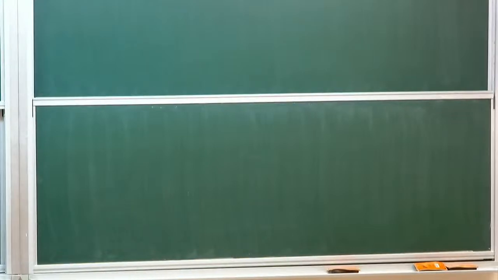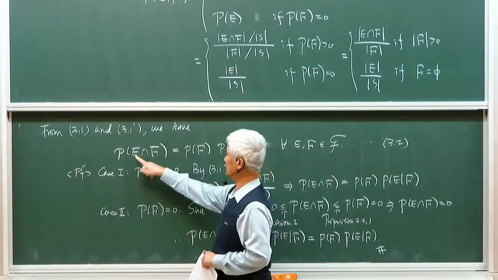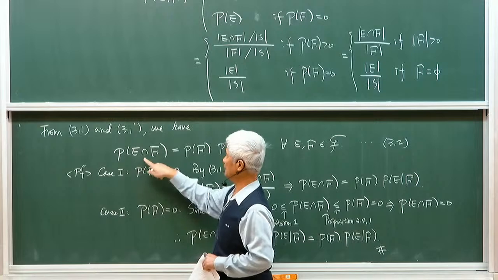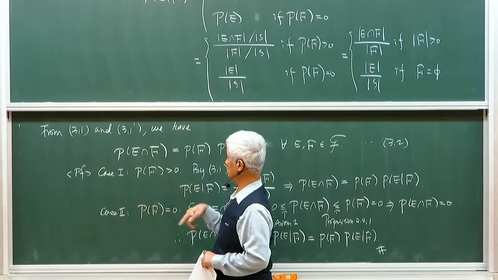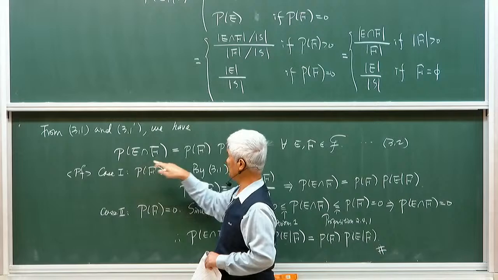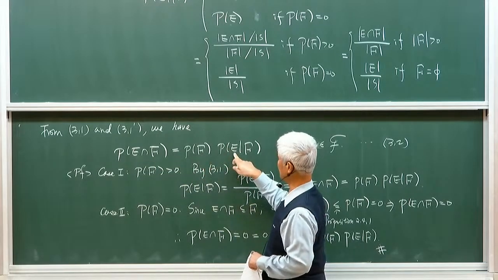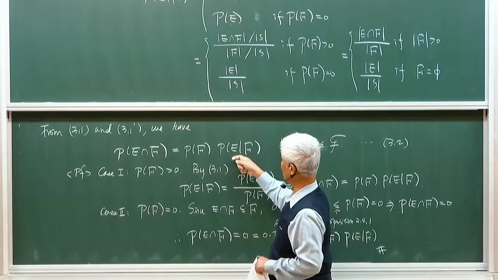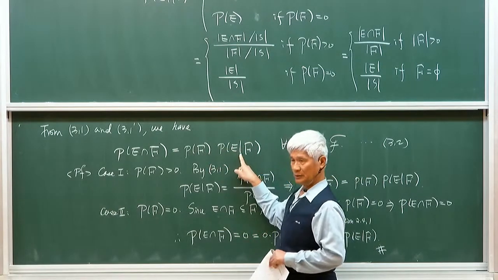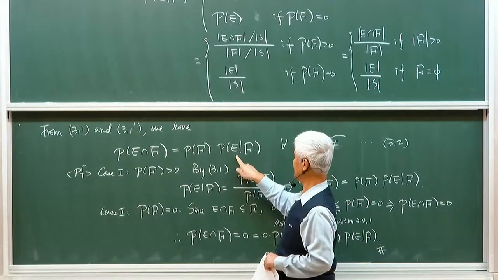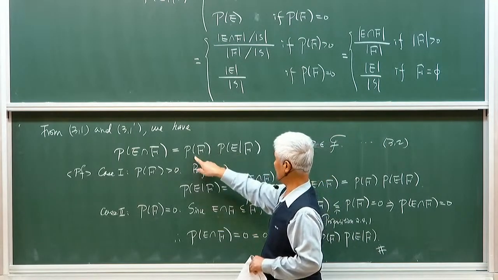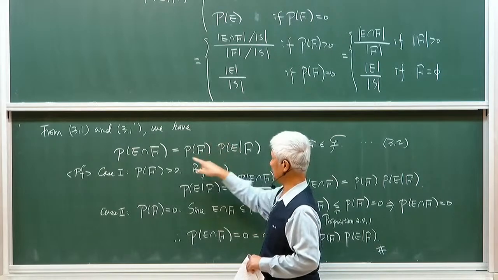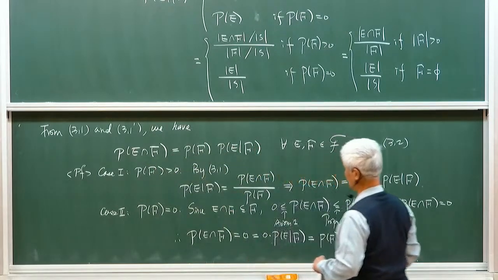Okay, and the advantage of this formula is to find the joint probability. Sometimes to compute the joint probability, we can use the probability of F and this conditional probability, because in many problems we know this conditional probability very easily. And then if we know the probability of event F, this product gives us the joint probability.